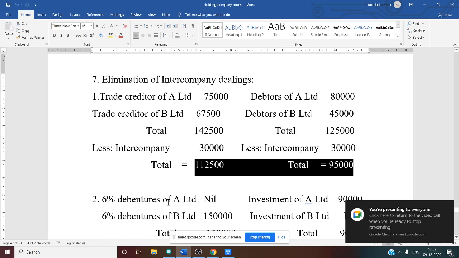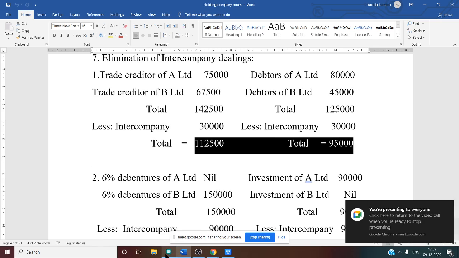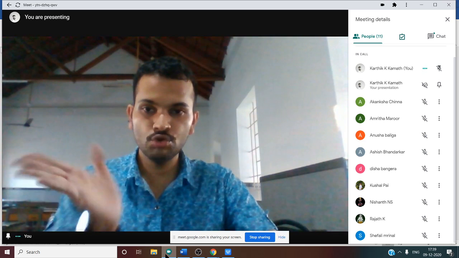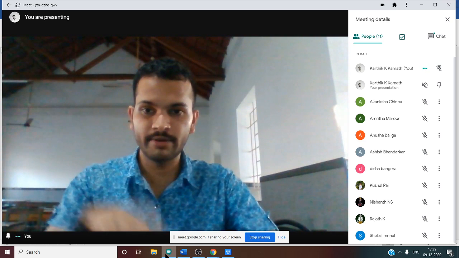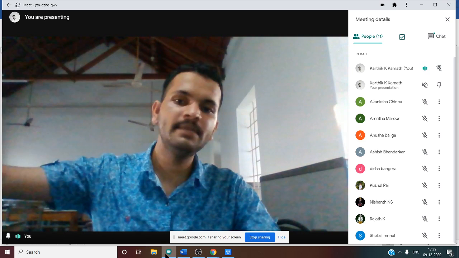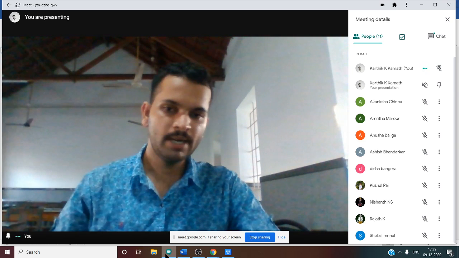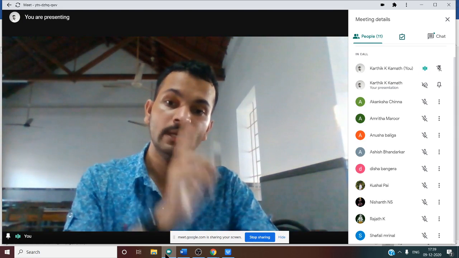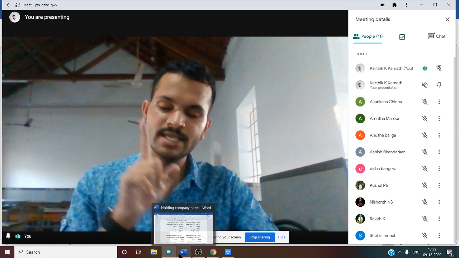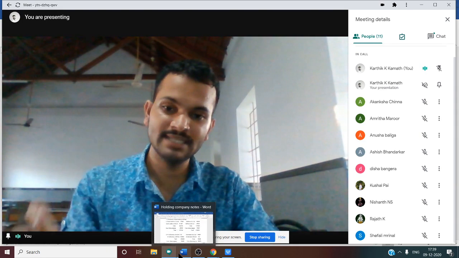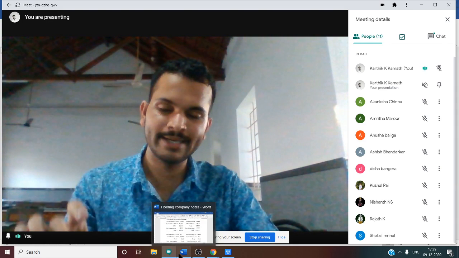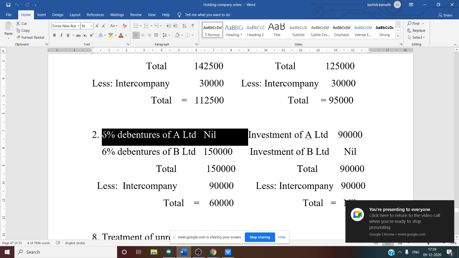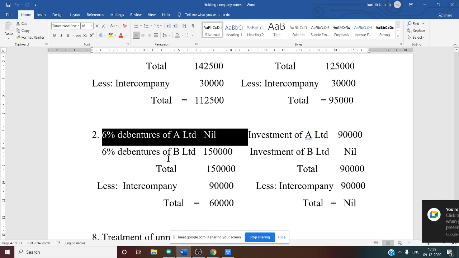After this, there is one more intercompany adjustment, that is about debenture. If you see in this problem, debenture information is given on two sides. Usually we get debenture information only on the liability side, but in this problem there is a debenture on the asset side also, that too in the holding company column. That is why you can easily understand that there is intercompany debt. So debenture of A Limited is not given, that is nil.